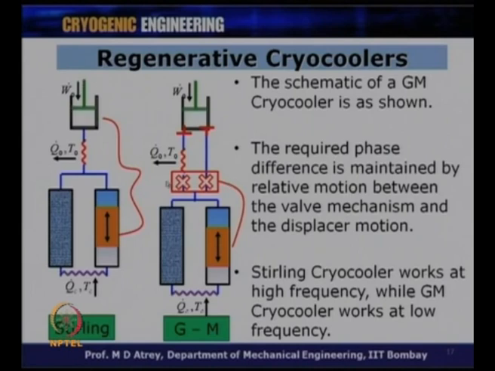it will move at the frequency of this valve. At what frequency the valve opens, the high pressure valve and the low pressure valve mechanism works. This normally works between 1 to 5 hertz. So, they are actually called low frequency machines. Okay? They have different advantages and disadvantages also. So, the Stirling cryocooler works at high frequency, while the GM cryocooler works at low frequency.